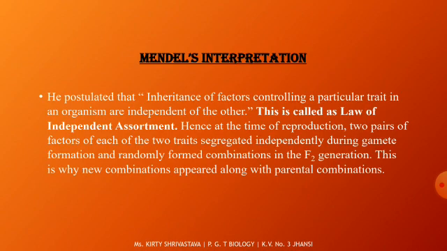Hence, at the time of reproduction, two pairs of factors of each of the two traits segregated independently during gamete formation and randomly formed combinations in F2 generation. This is why new combinations appeared along with the parental combinations.